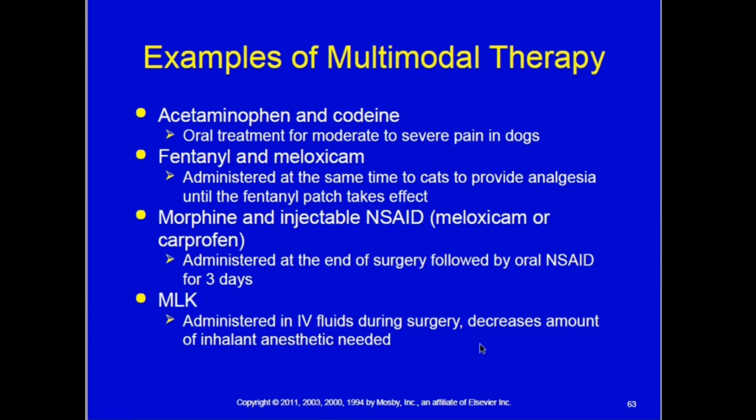Examples of multimodal therapy: acetaminophen and codeine, an oral treatment for moderate to severe pain in animals. Fentanyl and meloxicam we can use. Morphine and injectable NSAIDs. MLK, morphine, lignocaine and ketamine, we can use as a cocktail. It is administered in IV fluids during surgery and decreases the amount of inhalant anesthetic needed. So if we use this multimodal therapy, the amount of inhalational agents and muscle relaxants during anesthesia is decreased.